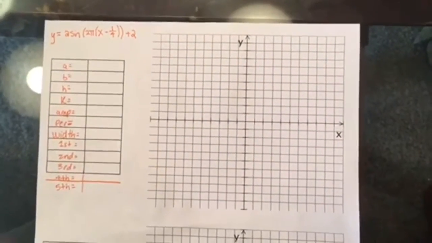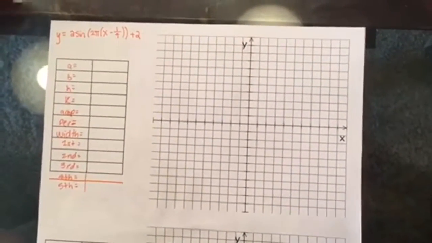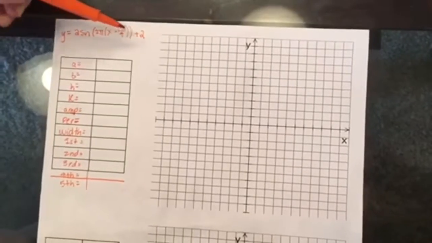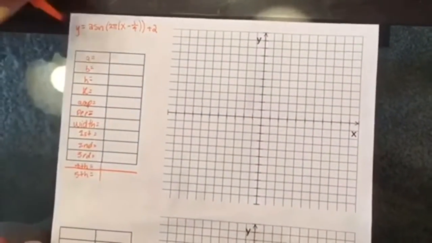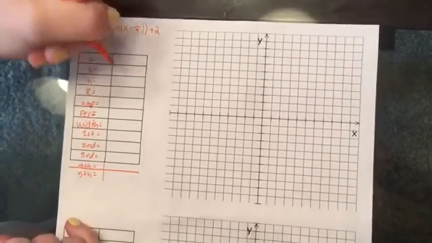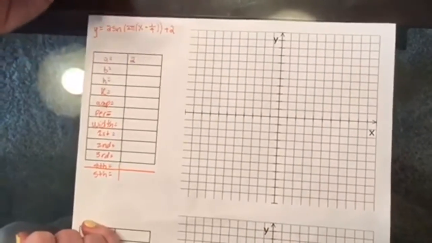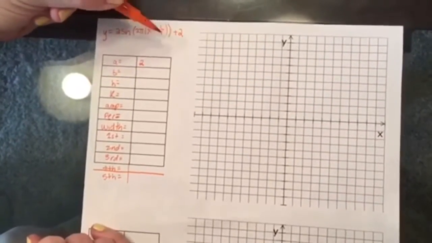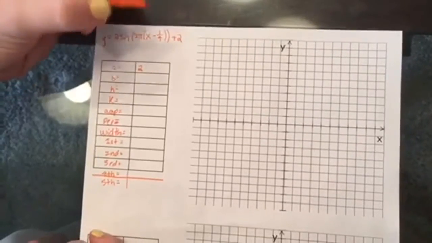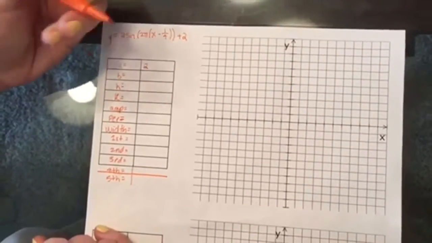We're going to be graphing the sine function. In the sine function, the variables are a, b, h, and k. So our first value is a, which you can see is 2 right here. Then in these parentheses, it's already factored out for us, so we can already see that b is going to be 2 pi.